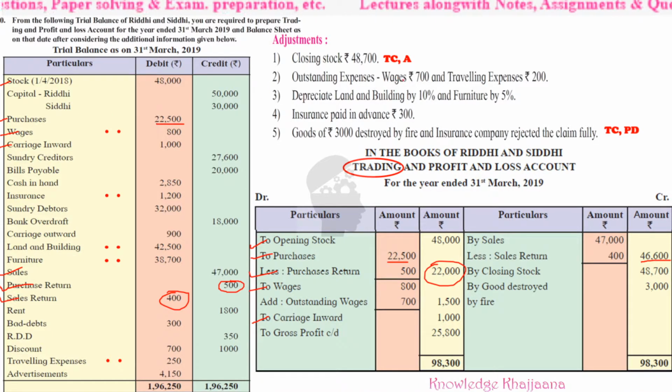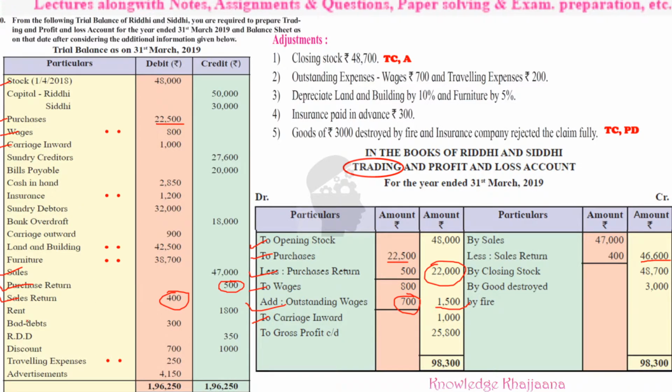Outstanding expenses, wages rupees 700. So 700 rupees of wages were not paid, which were due for that period. So that should be added. So what should be done? Add outstanding wages rupees 700. So total wages due for this year were rupees 1500. Now with this we have completed recording all the items against the trading account.